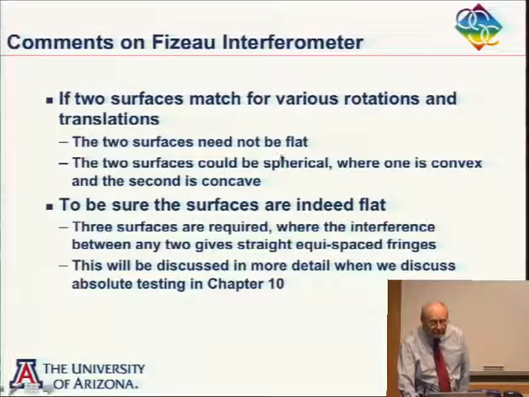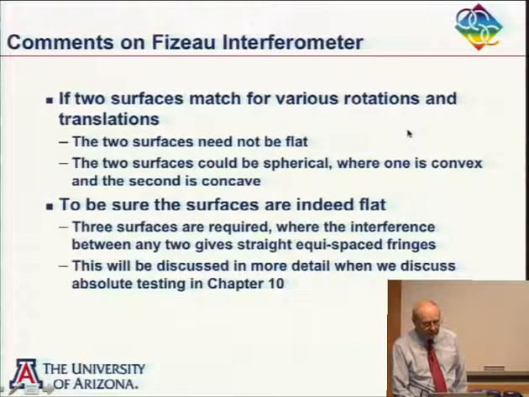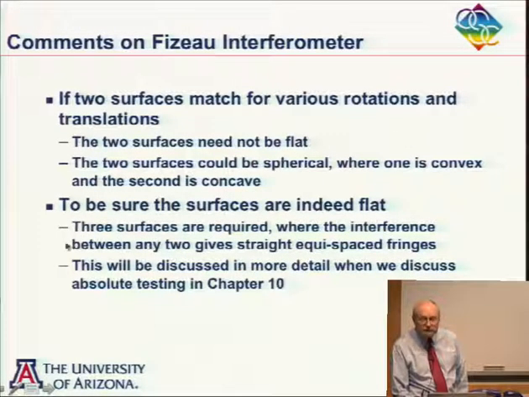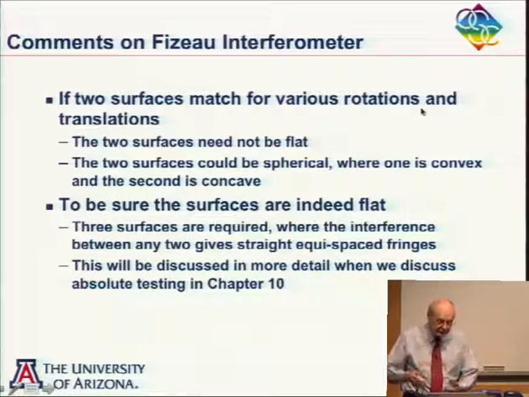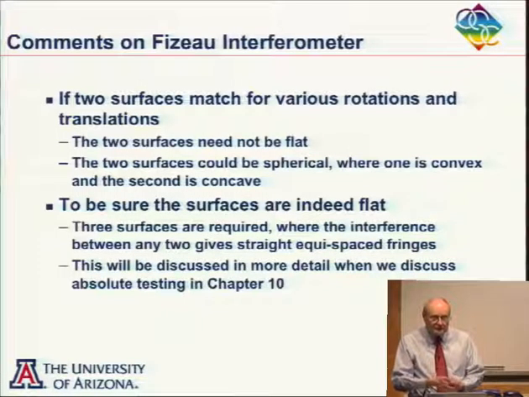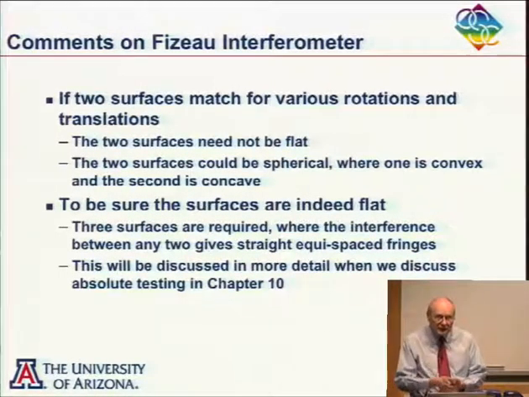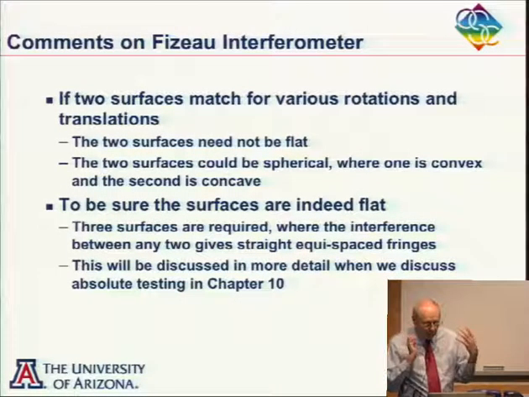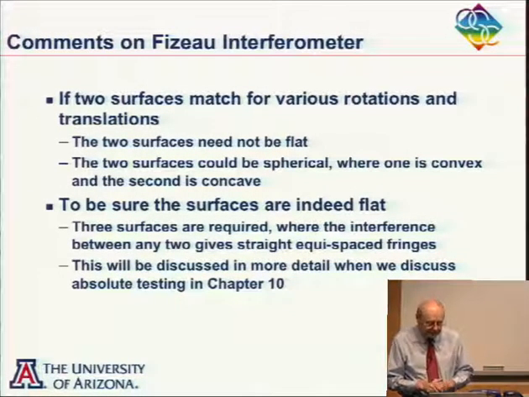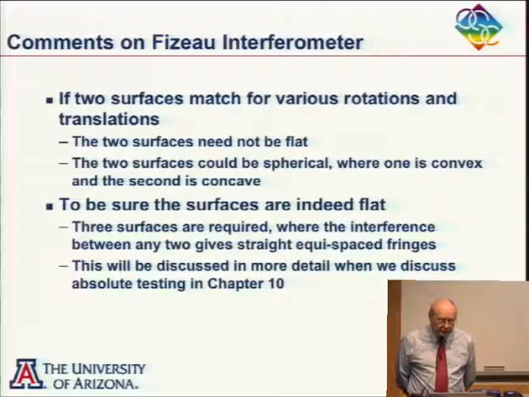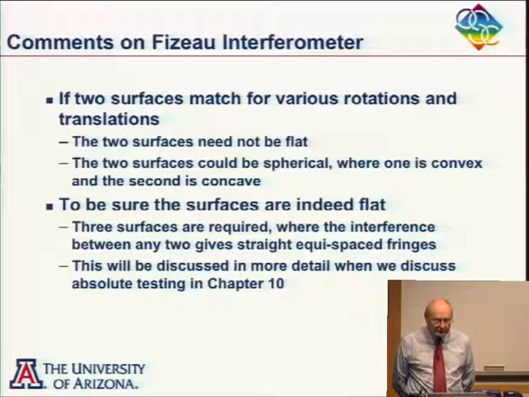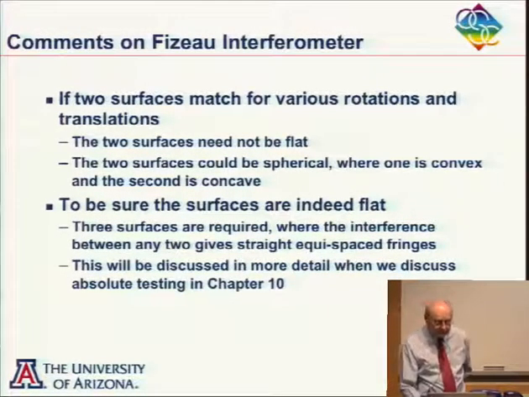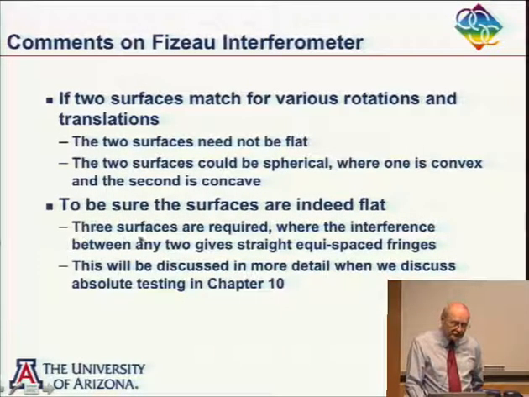And so the way to really tell if the two surfaces are indeed flat is to have three. So I will compare A with B, A with C, and B with C. The only way I can get straight equally spaced fringes in all these situations will be if the surfaces are indeed flat. So to make sure they're really flat, you need to use three surfaces, not two.